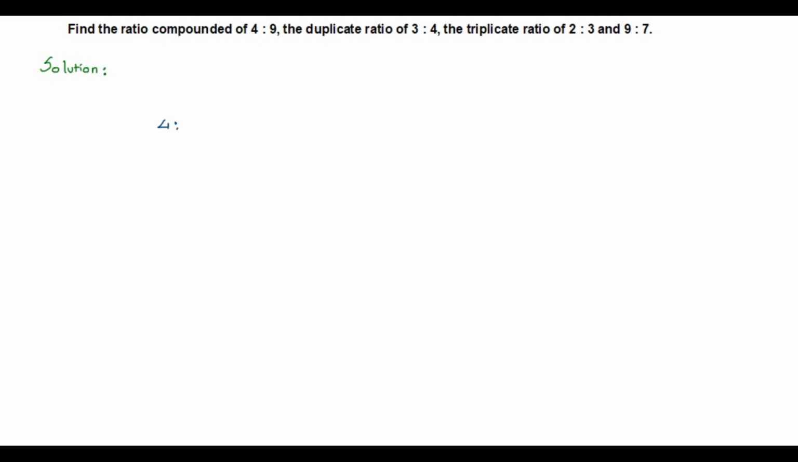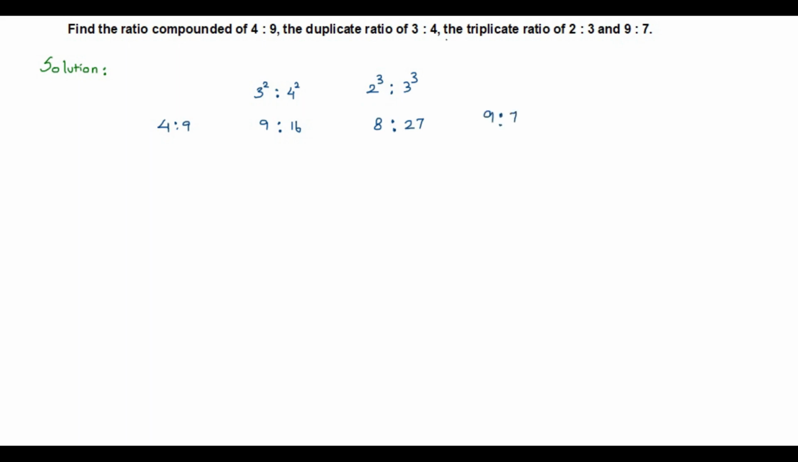and we have to take the duplicate ratio of 3:4, that is 3 square is to 4 square. Then we get 9:16, and we have to take triplicate ratio of 2:3. Then 2 cube is to 3 cube. We get 8:27, and we have to take this ratio 9:7 as it is.